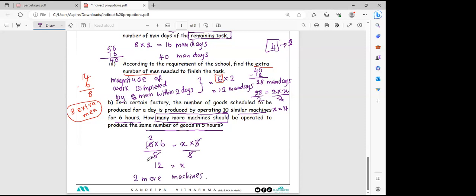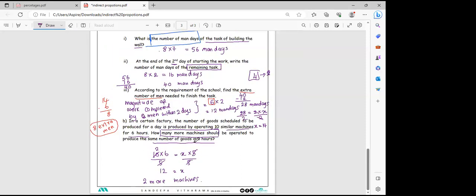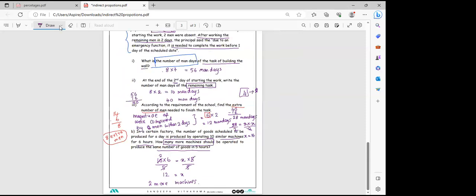Then let's see how they have given marks.